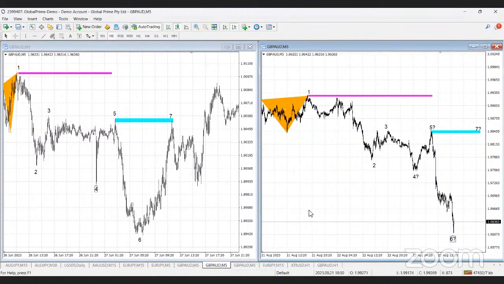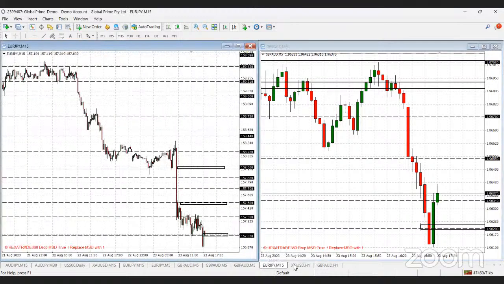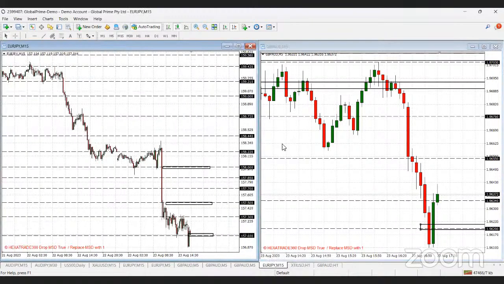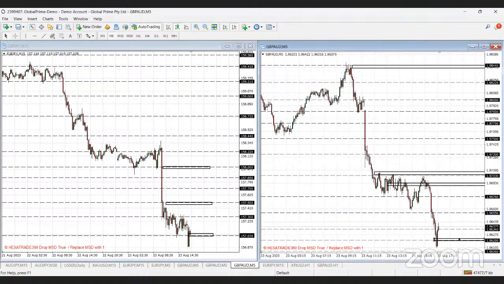Now we're getting some life here. I believe that 6 possibly has been formed. These are the square of nine levels. Feel free to copy them out if you're following the trade, just watching it.